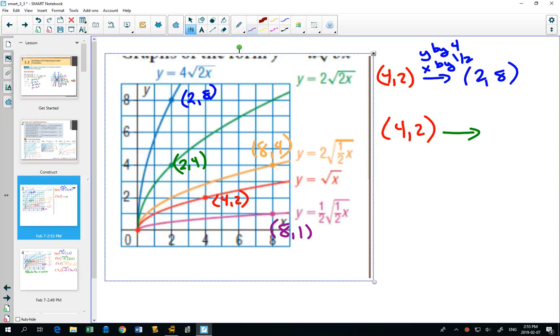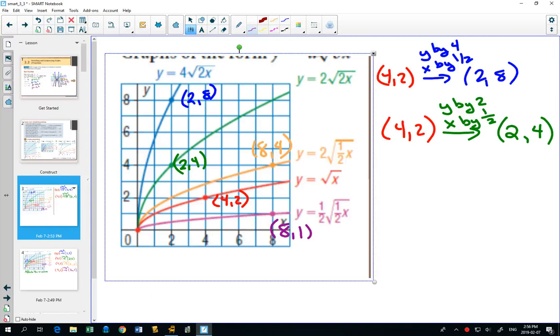But we'll look at the equation and say, ooh, I have a 2 out front. That tells me I should multiply my y values by 2. And I have a 2 inside. That tells me I should multiply my x values by 1 over 2. Well, if I multiply my x values by 1 over 2, 4 times a half is 2. And if I multiply my y values by 2, 2 times 2 is 4. Is that the point we labeled, 2, 4? Yes, it is.